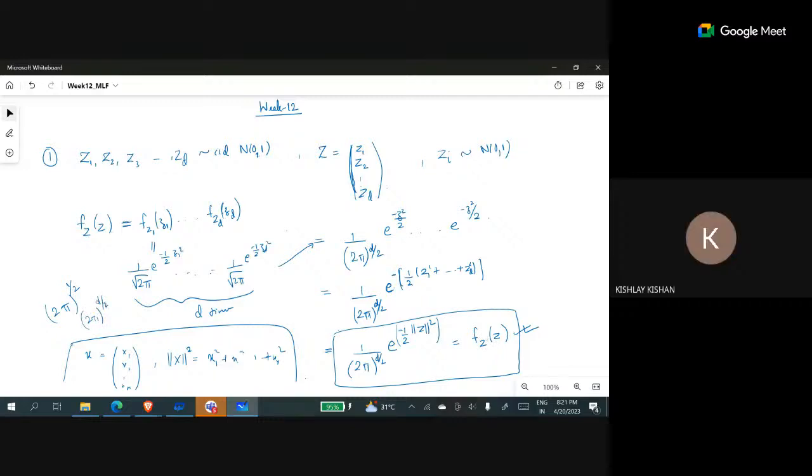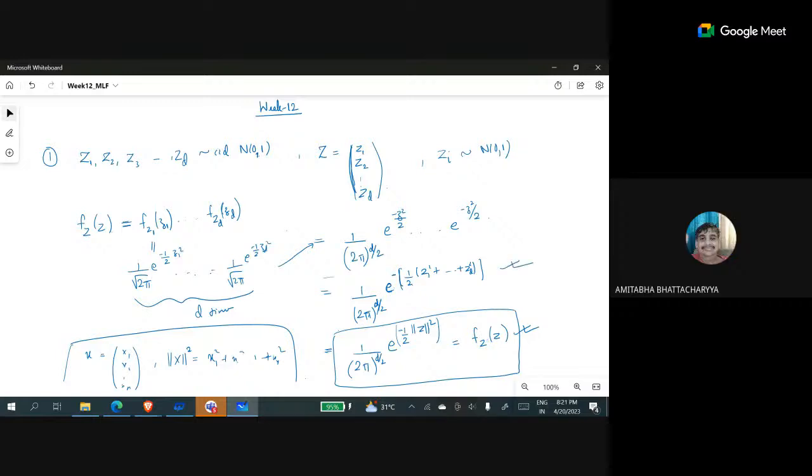Ma'am, I think the d times is not multiplying in the numerator. I think that is added in the power itself, that's why z1 square plus z2 square plus zd square is there as well. Yes, maybe you cannot even write this. You can just look at this, and this is your fz. This is the distribution for your z.